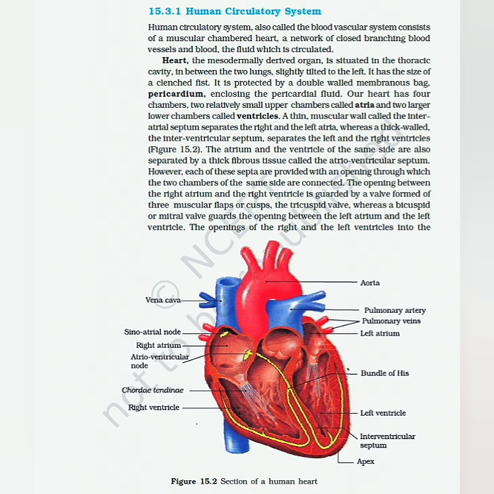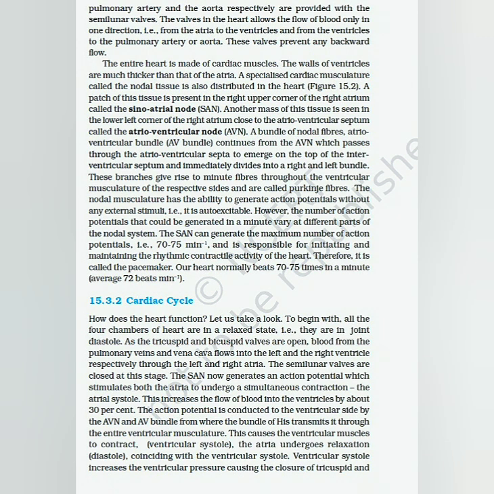The opening between the right atrium and the right ventricle is guarded by a valve formed of three muscular flaps or cusps, the tricuspid valve, whereas a bicuspid or mitral valve guards the opening between the left atrium and the left ventricle. The openings of the right and left ventricles into the pulmonary artery and the aorta, respectively, are provided with semilunar valves. The valves in the heart allow the flow of blood only in one direction, that is from the atria to the ventricles and from the ventricles to the pulmonary artery or aorta. These valves prevent any backward flow.